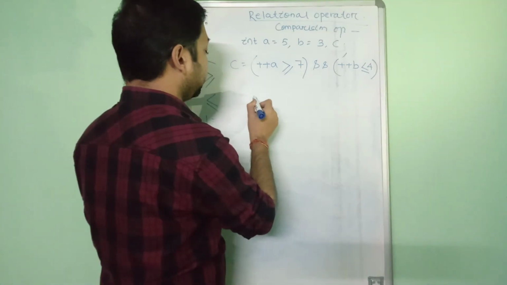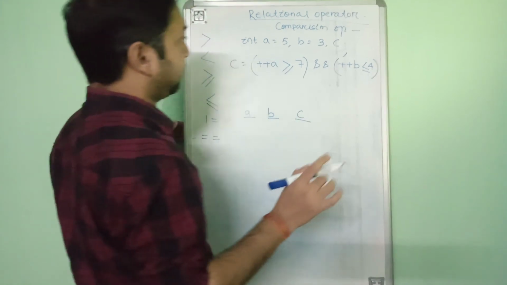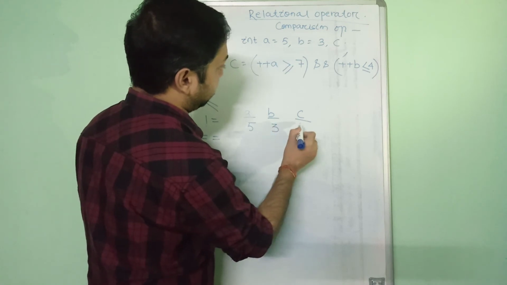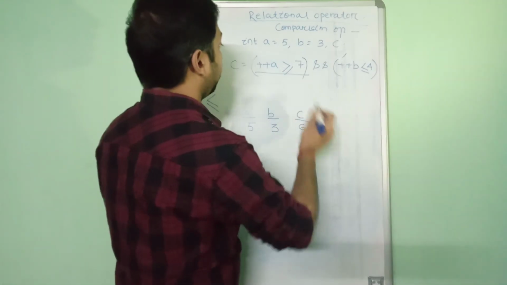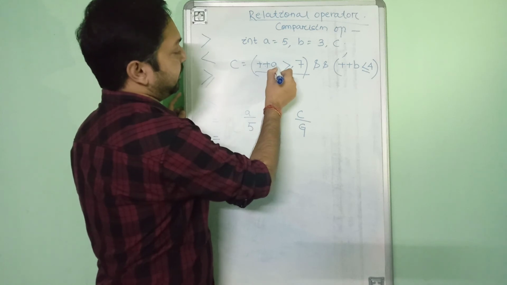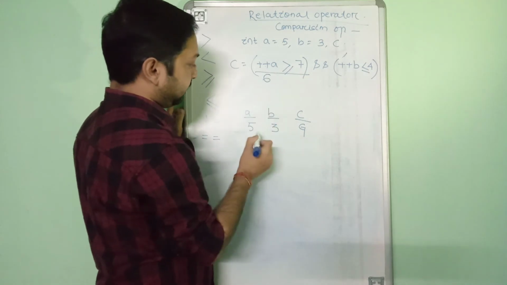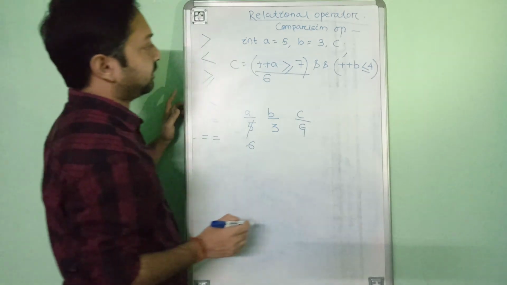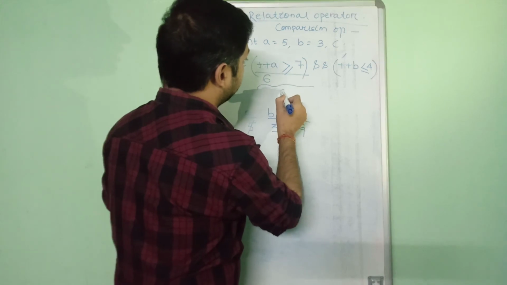So in this case again 3 variables are there. One is A, another one is B, another one is C. So let me write the values of A, B, C. A value is 5, B value is 3 and C value you know that is garbage because no value is assigned to C. So let us come to the first one. ++A. A value is 5. ++A means that is pre. Pre means first the operation will be done. So that is 6. So now A value is 6. Now see 6 greater than equal to 7. True or false? False. So this part is false. False means 0.